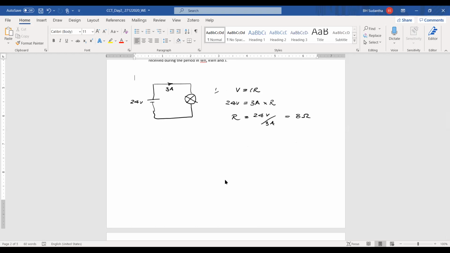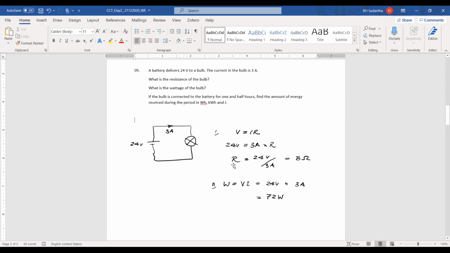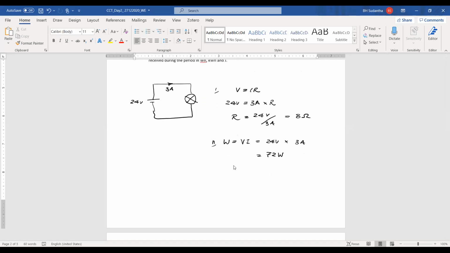Then voltage of the bulb, W equals V I. Then V is 24 volts, I is 3 ampere. Then this is 72 watts. Third one, if the bulb is connected to the battery for 1.5 hours, find the amount of energy received in the period in watt hours, kilowatt hours, and joules.